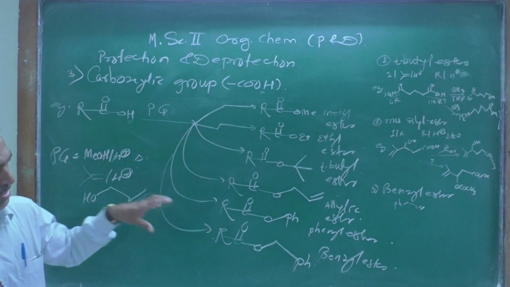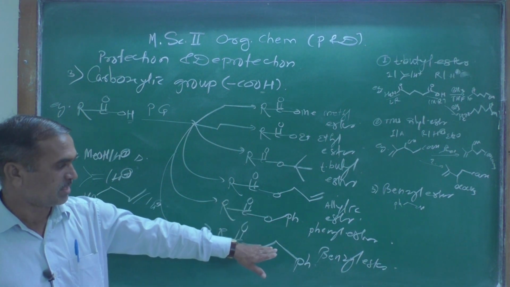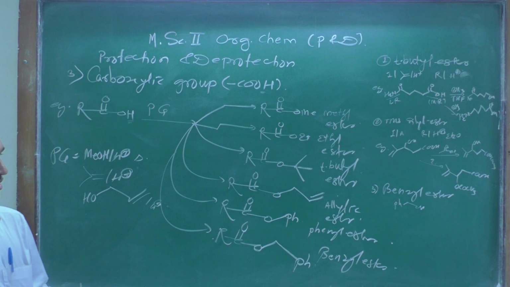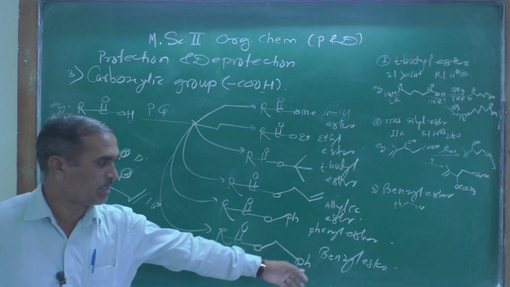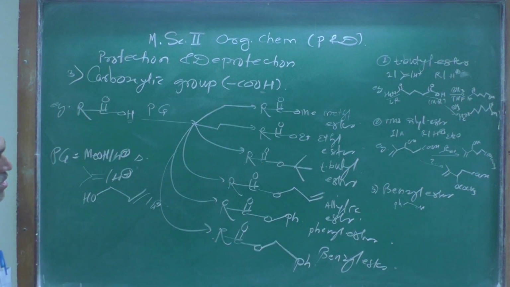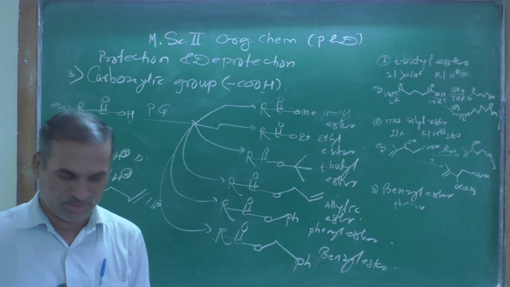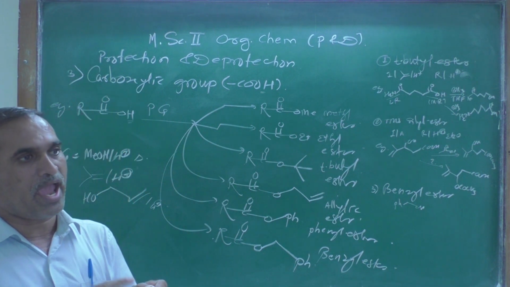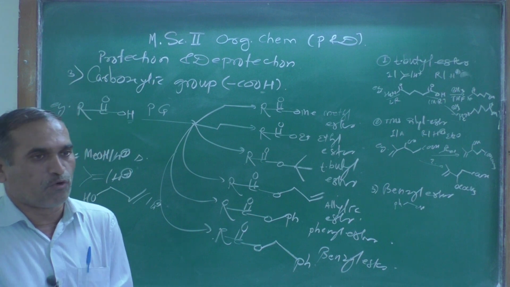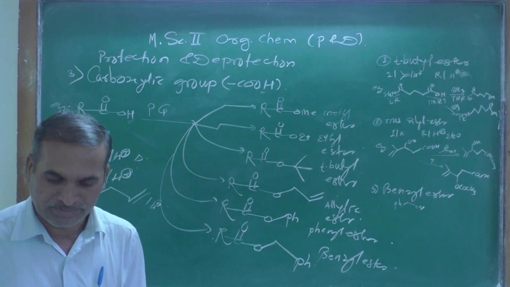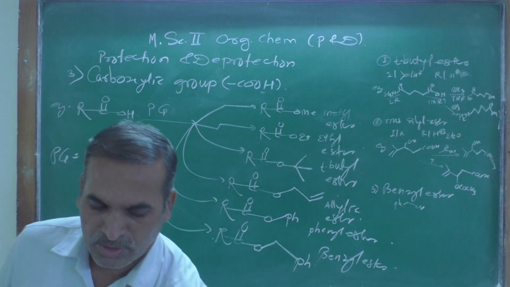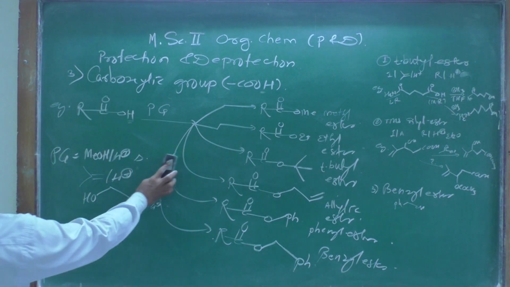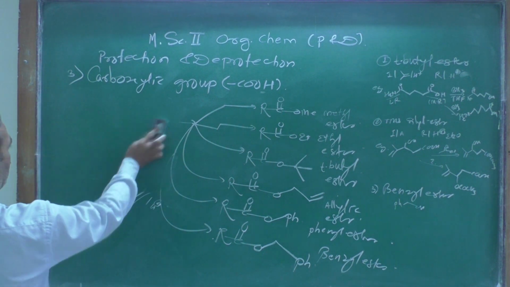If you treat it with phenol in the presence of a catalytic amount of acid, you will get a phenyl ester. Similarly, if you take benzyl alcohol in the presence of H plus, you will get a benzyl ester. So these are some of the general reactions which act as protecting groups for the carboxylic group. Right?